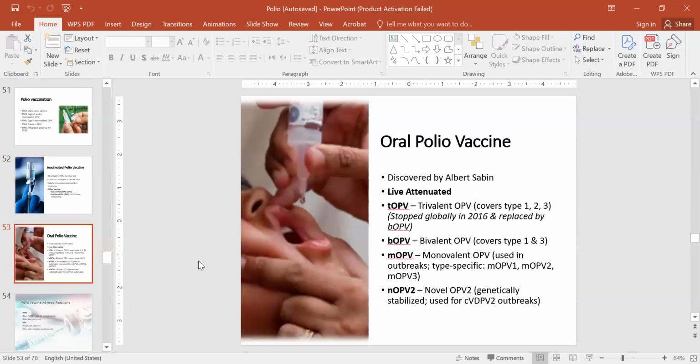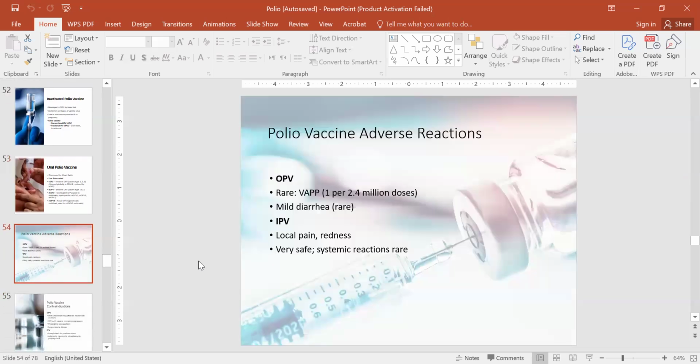Oral polio vaccine is live attenuated. Initially it was trivalent, but now it's bivalent OPV. Bivalent covers the type 1 and 3 serotypes, and monovalent is specific for every serotype. And the new thing is novel OPV2. It's genetically stabilized and it's used for cVDPV2 outbreaks.